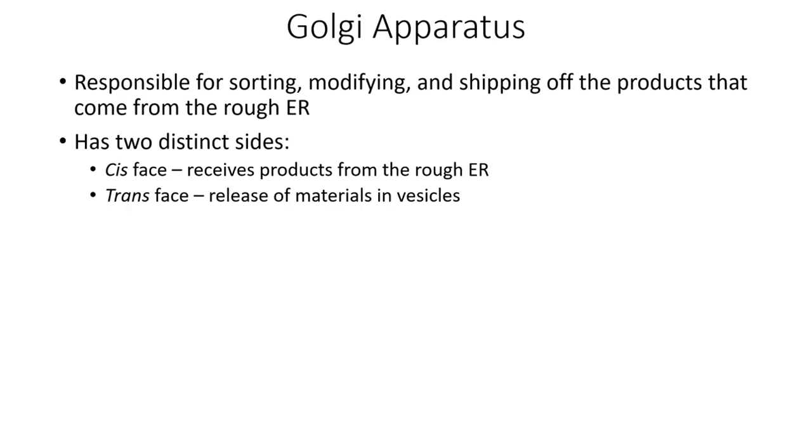The next structure of the endomembrane system is the Golgi apparatus. Its job is to sort, modify, and ship off products that come from the rough endoplasmic reticulum, so proteins. There are two sides, the cis face, this is what is receiving products from the rough ER, and then the trans face, which is the release of materials and vesicles.